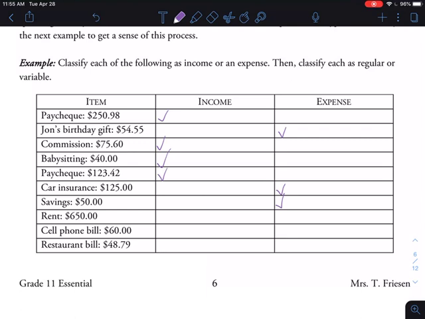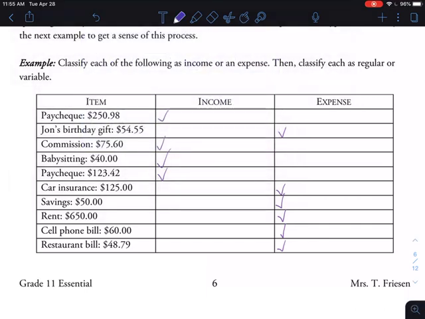Okay, rent. You're definitely spending money on rent. Okay, cell phone bill, same thing. That's money that you're giving away to acquire a service, in this case, cell phone service. And then last but not least, restaurant bill. Same thing, you're spending money to get food. So that's an expense.